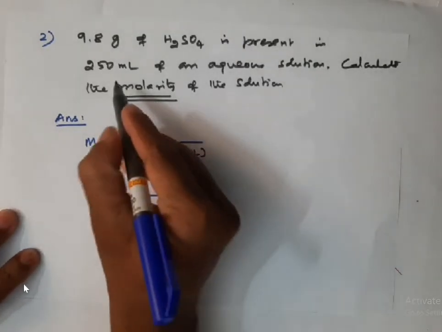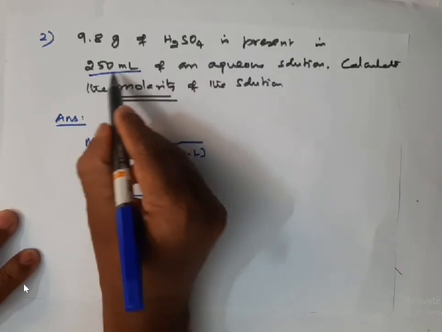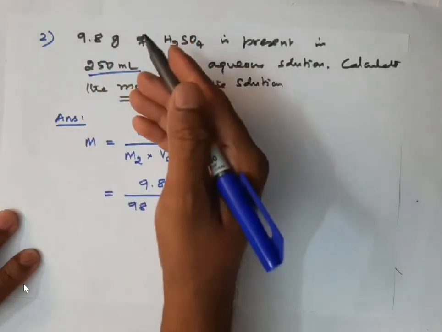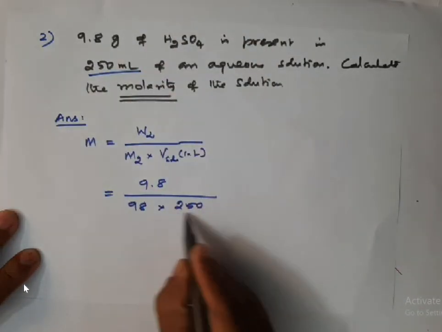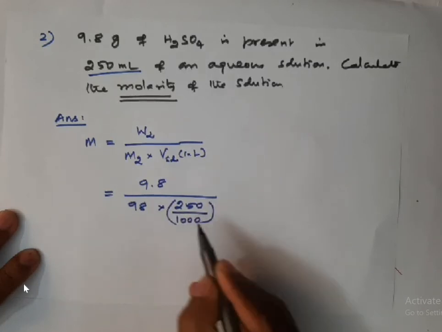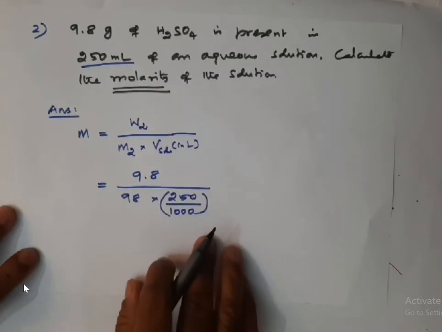Listen, here solution volume is given in ml. See this? It is in ml. You should convert ml into liter. How? Ml, divide this value by 1000. Okay, you will get volume in liter. To convert ml into liter, just divide the value by 1000.